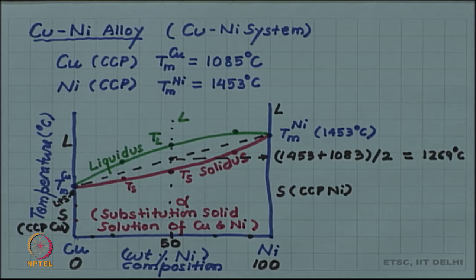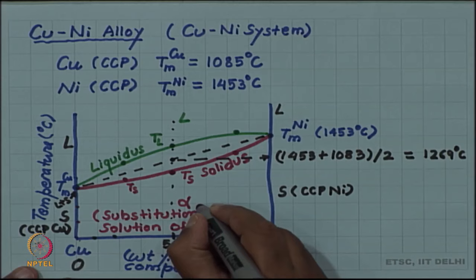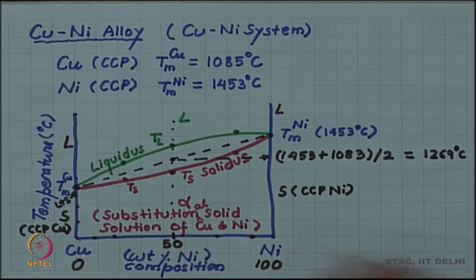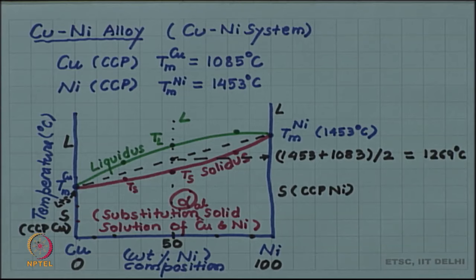And recall the Hume-Rothery rule, that now we are having a substitutional solid solution from one end to the other end. So, this fact is related to the Hume-Rothery rule, that this is possible only if the two solids have the same crystal structure. And here we are fortunate that both copper and nickel are actually CCP. So, this kind of continuous substitutional solid solution is possible. So, below TS, you have a single solid solution alpha.